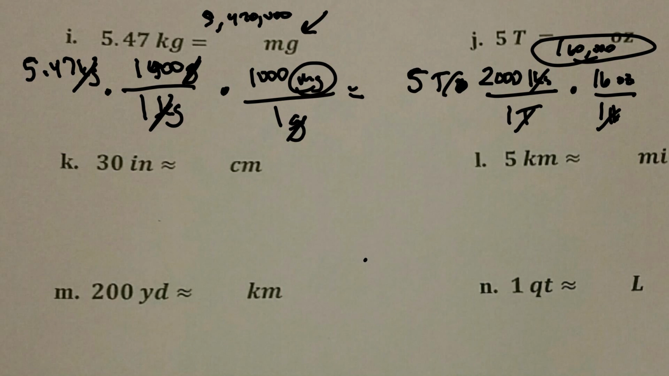K, L, M, N, the rest of them, you have to use dimensional analysis. So you could have just kept on dividing or multiplying for all the ones before them. These ones you have to do it the way I did it. That's the one reason I kept on using dimensional analysis, so it's the same throughout.